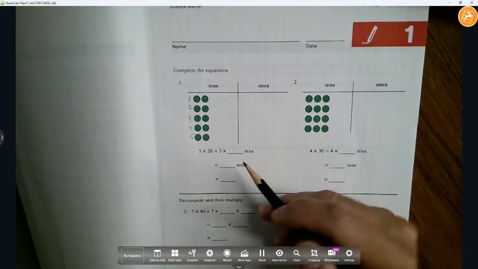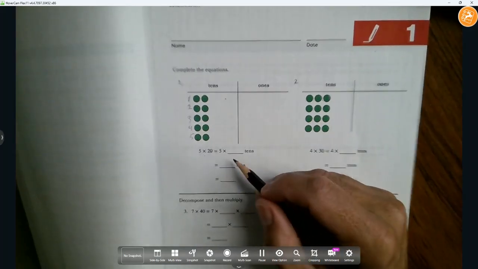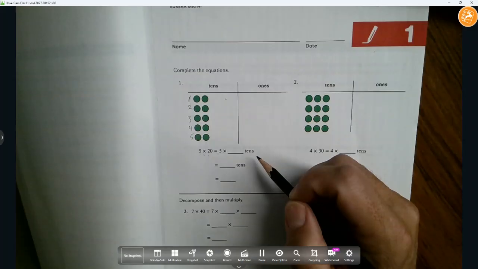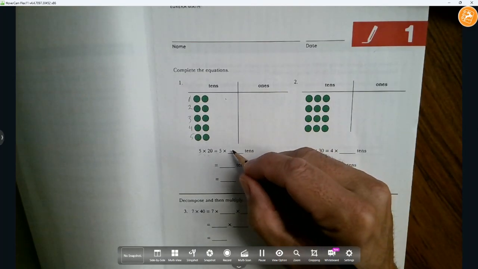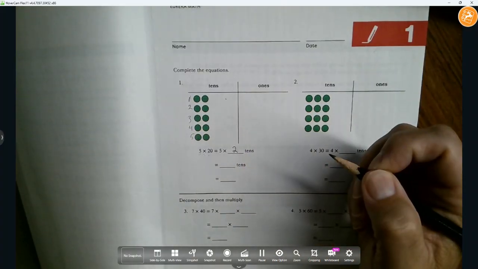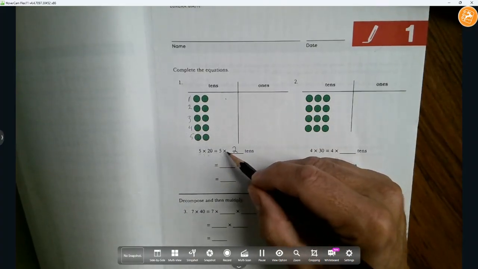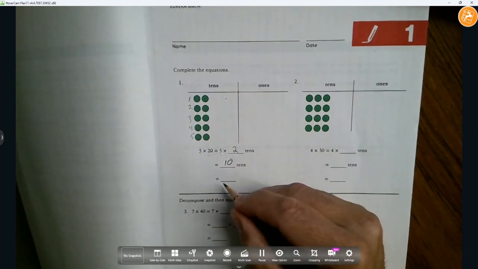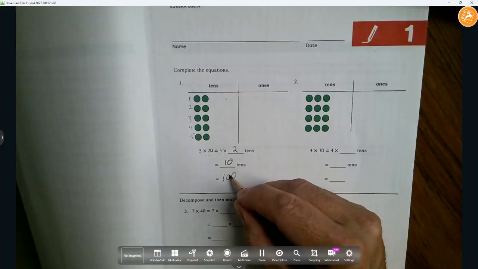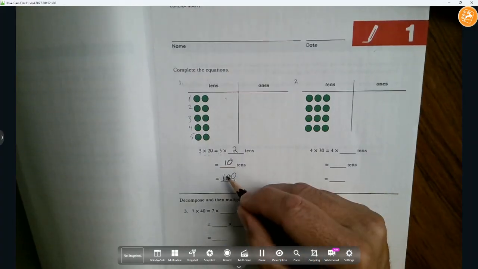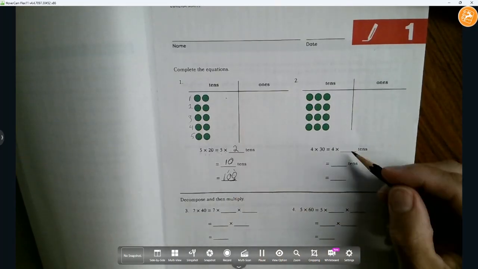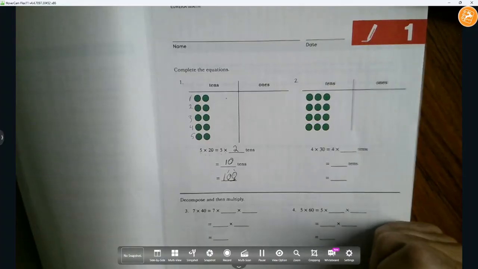So remember, we're balancing out like it's a scale. We want it to be the same on both sides. So 5 times how many tens do we have? 5 times 20, we would have 2 tens. Okay, so 5 times 2 tens gives us 10 tens, and 10 tens would give us 100. Okay, use that to help you on the other side, right? Our 100 here to help us on the other side, do it the same way.